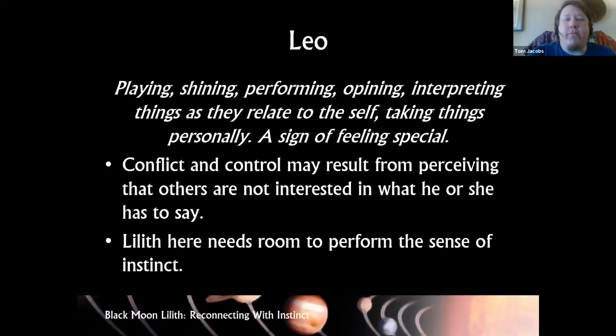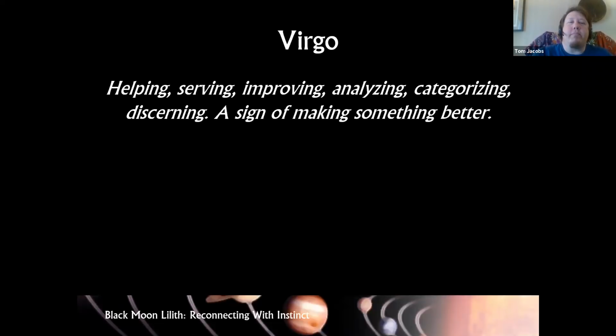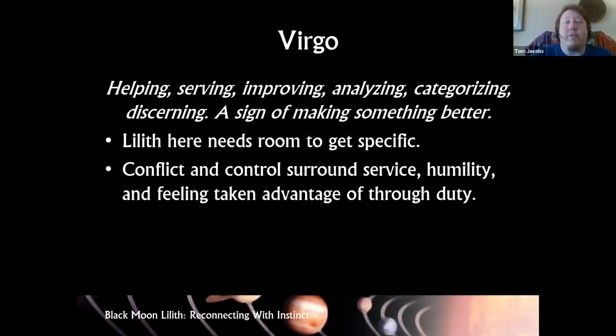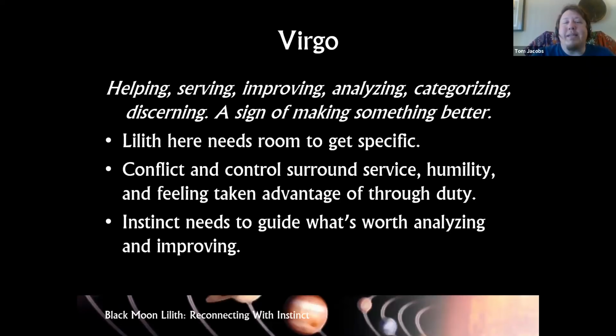Lilith here needs room to perform the sense of instinct. Perform instinctively, perform what is learned and felt instinctively, needs space. Virgo, the mode of the zodiac about helping, serving, healing, improving, analyzing, categorizing, discerning, is the sign of making something better, fixing things, improving things. Lilith here needs room to get specific because it's also a sign of being analytical. Conflict and control may surround service, humility, and feeling taken advantage of through duty and service and helping. Instinct needs to guide what the person considers worth analyzing and improving and therefore taking on as a responsibility.